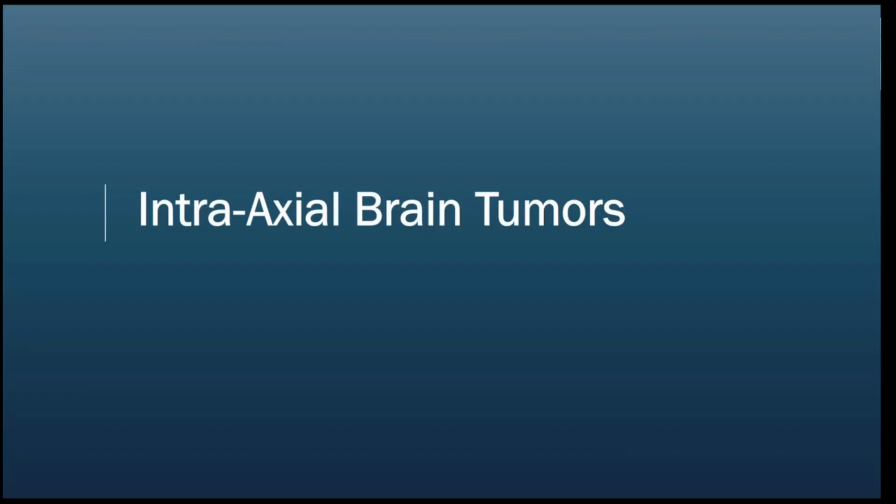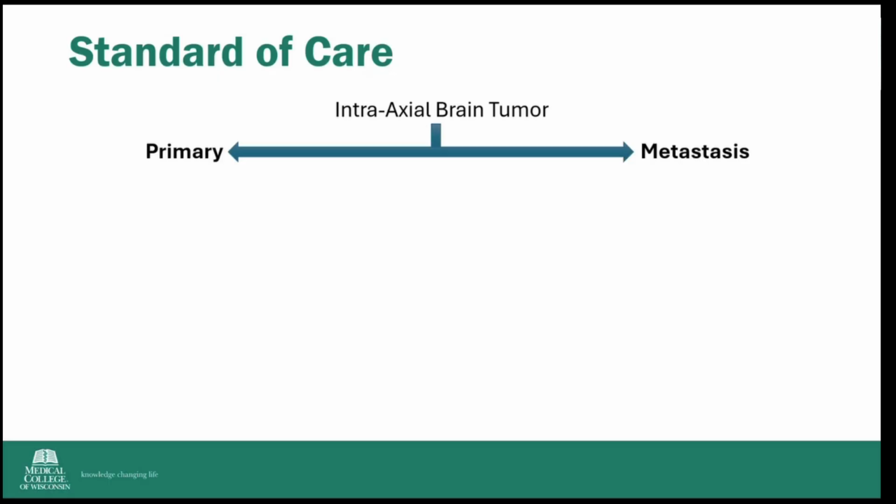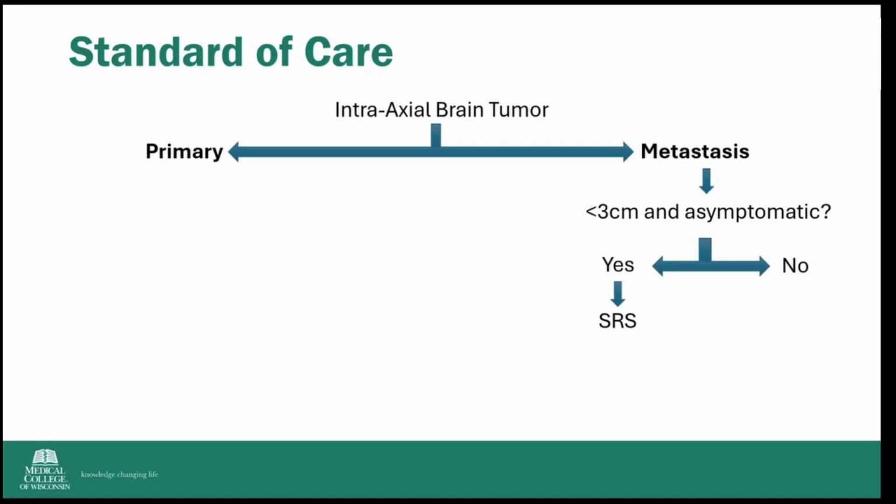So very briefly, intraaxial brain tumors are tumors that are in the brain themselves. They're generally divided into two categories: primary brain tumors or gliomas, and metastases, or tumors that come from cancer somewhere else in the body, like the lung, the breast, the skin, and then metastasize to the brain. Standard of care for small metastases is stereotactic radiosurgery. And if they're large or symptomatic, surgery plus stereotactic radiosurgery. Nowadays, it's pretty much a consensus guideline. It's not very controversial. We really know how to treat these pretty well with pretty good results.